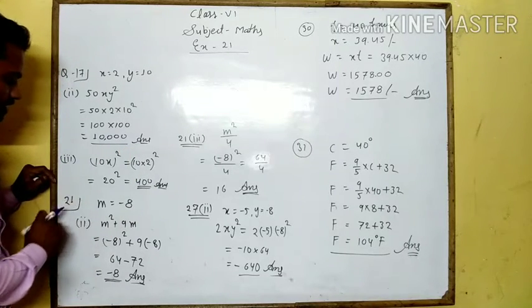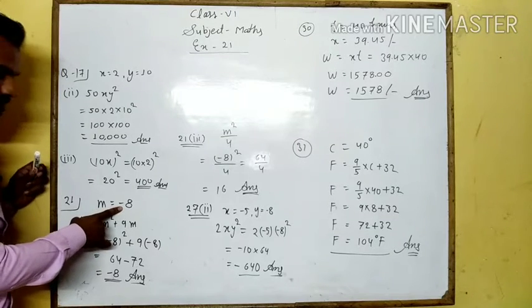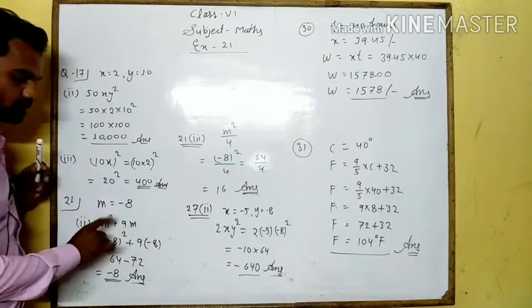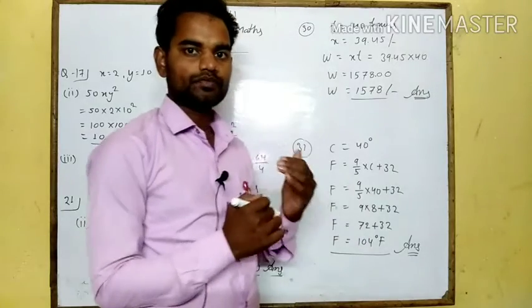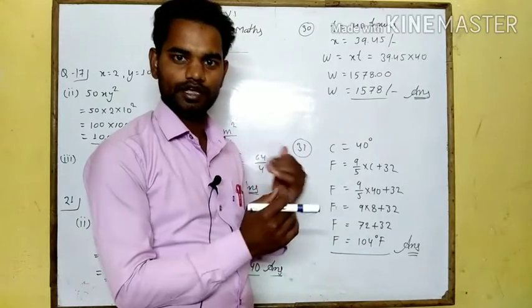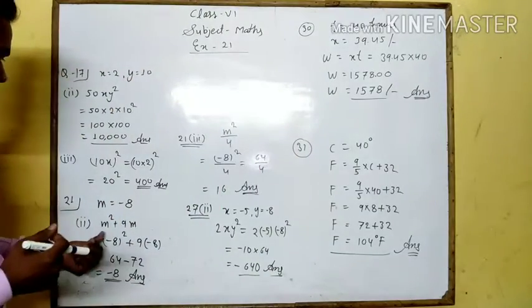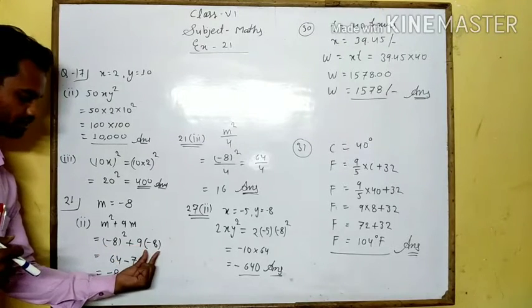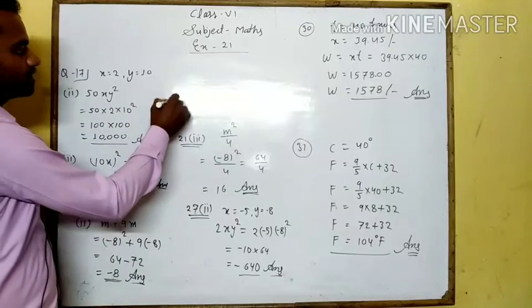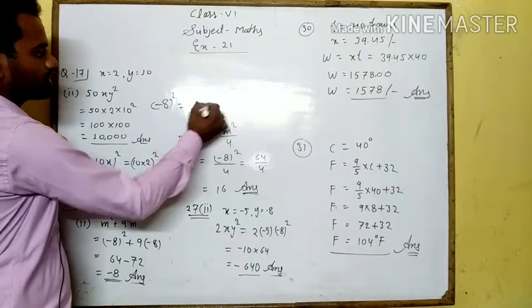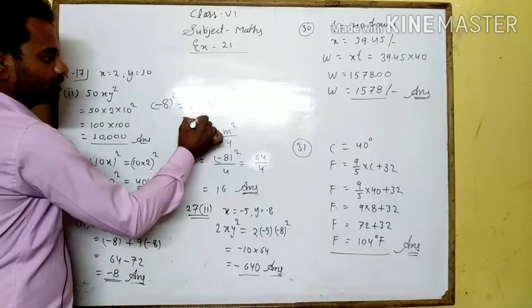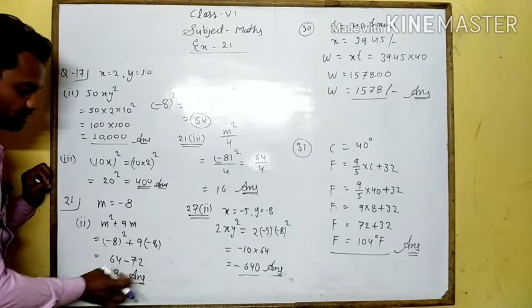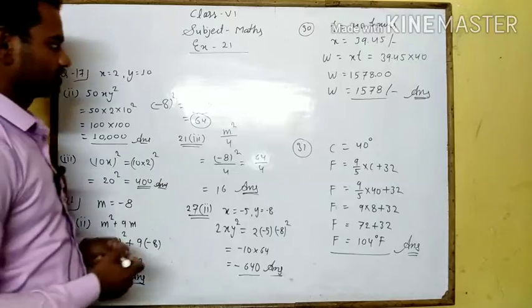Similarly, question number 21. In this question also, m is given as minus 8. The value of m is minus 8. Find out the value of m square plus 9m. So simply wherever m is written, place minus 8 in place of m. Then m square plus 9m will be minus 8 square plus 9 into minus 8. Minus 8 square means minus 8 will be multiplied 2 times. Minus into minus will be plus there, and 8 eights are 64. Minus 9 eights are 72. Then this is 64 minus 72. So minus 8 will remain as the answer there.